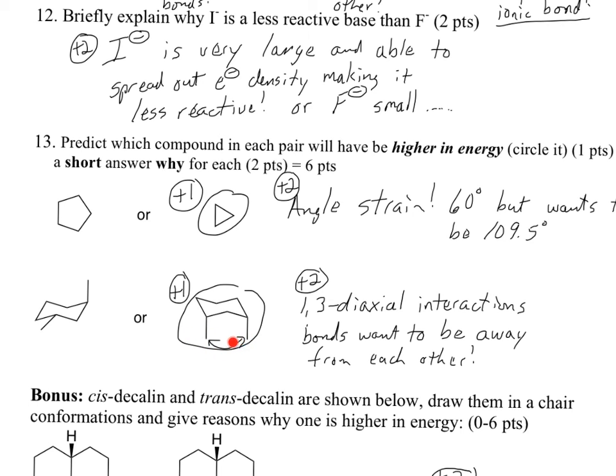Bonds want to be away from each other, versus here where one of the methyls is down and one's up, and one's axial and one's equatorial, so they're not seeing each other. So that's 1, 2, 3 diaxial interactions. Things want to be away from each other. Things would rather not be axial, especially diaxial.